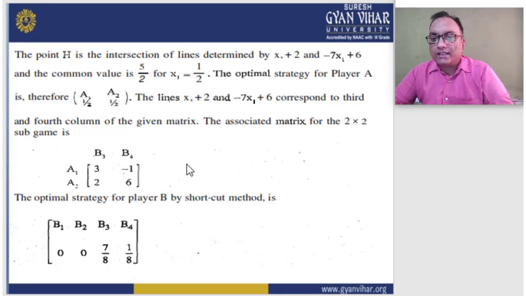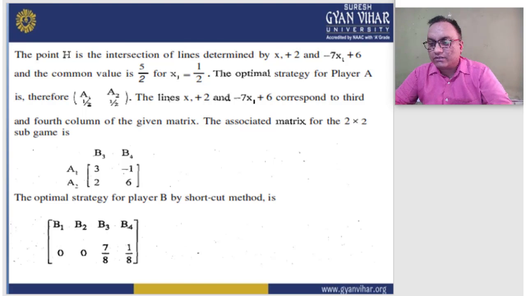The point H is the intersection of the lines determined by P1 plus 2 and minus 7P1 plus 6, and the common value is 5 by 2 for P1 equal to 1 by 2, and the optimal strategy for player A is therefore A1 half and A2 half. So the lines P1 plus 2 and minus 7P1 plus 6 correspond to the third and fourth columns of the given matrix.